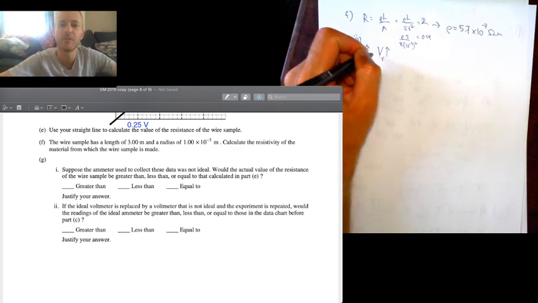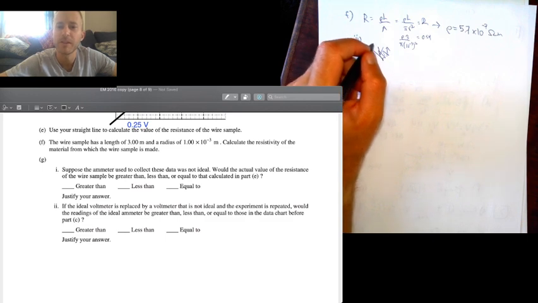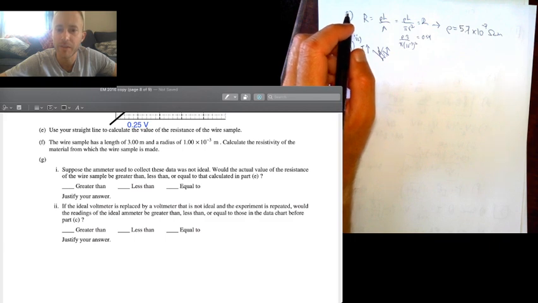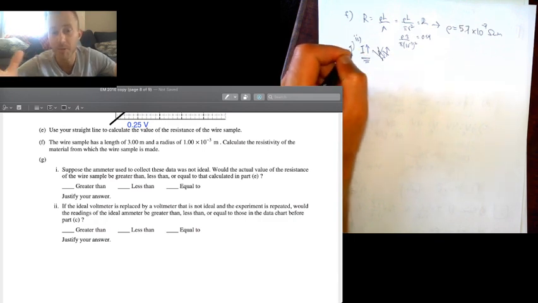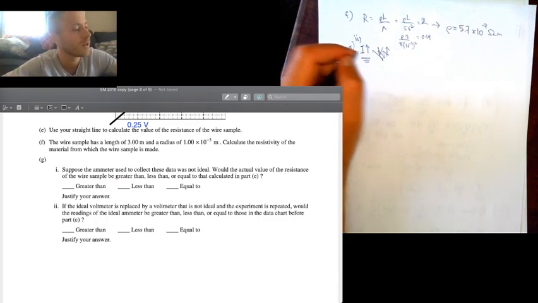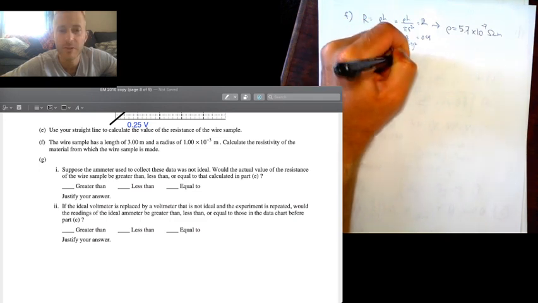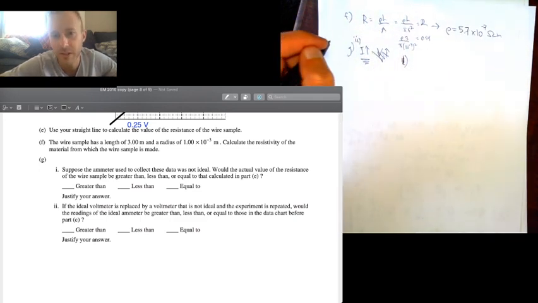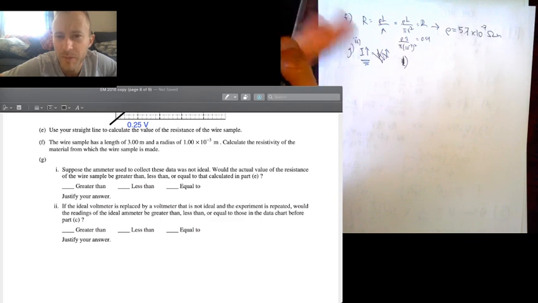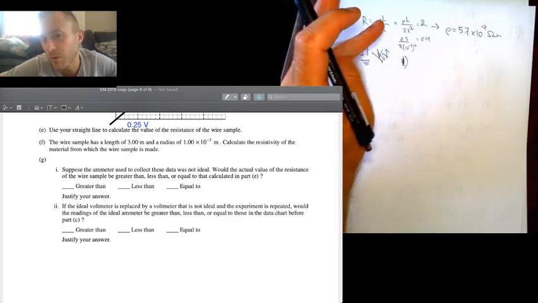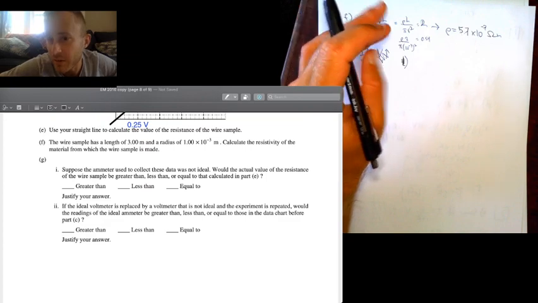It says, if the ideal voltmeter is replaced by a voltmeter that is not ideal and the experiment is repeated, would the readings on the ammeter be greater than, less than, or equal to those in the data chart before part C? Okay, so I actually answered that because I said the current would go up because the apparent resistance would be less. Okay. So now part I says, what if the ammeter used to collect the data was not ideal? Would the actual value of the resistance in the wire sample be greater than, less than, or equal to that calculated in part E?